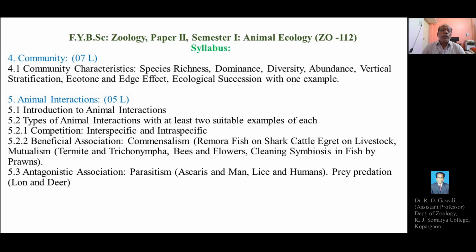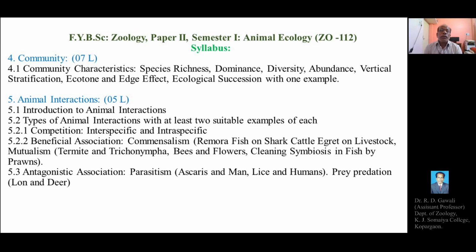This topic includes various points such as community characteristics, that is species richness, dominance, diversity, then abundance, vertical stratification, ecotone and age effect, ecological succession with one example. And there is one more topic, the fifth topic, that is animal interactions.